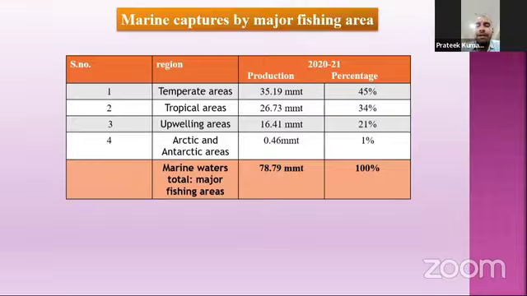Region-wise production: in this slide, we can see that temperate areas produce 35.19 million metric tons, which is 45 percent. In tropical areas it is 26.73 million metric tons, 34 percent, and upwelling areas 16.41 million metric tons. Like that, for marine waters the total across the major fishing areas is 78.79 million metric tons. So we can see here the tropical areas, upwelling areas, and Arctic and Antarctic areas.